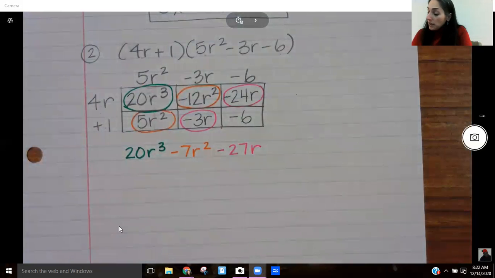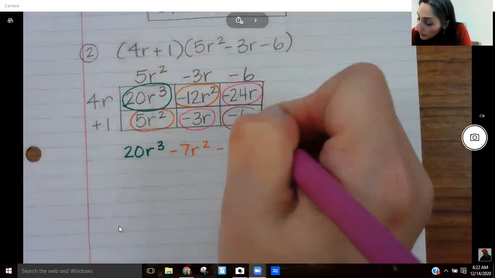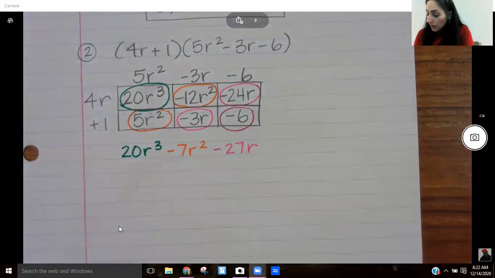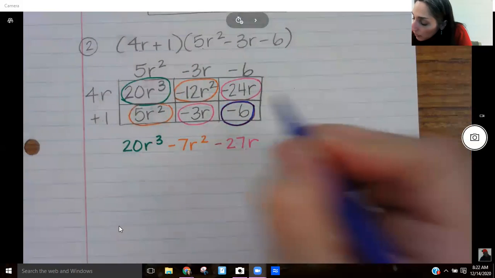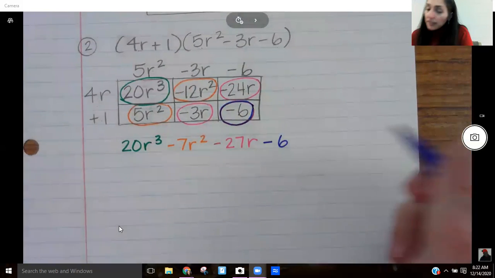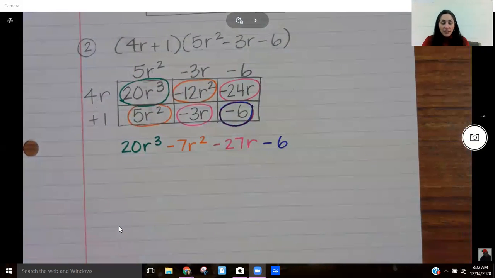And then the last one is just this little 6 right here. It's a negative 6, actually. Probably should have done that in a different color so that it didn't look like it went with the other ones. There we go. So negative 6. And that's your answer. Those all have different exponents, so you can't do anything more with that problem.